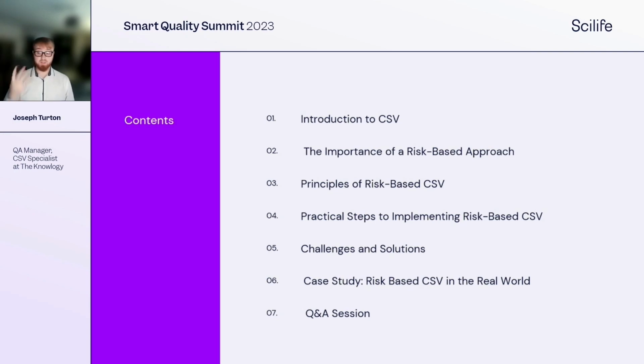To make all of this more tangible, we'll dive into real-world case studies, dissecting the challenges, the solutions, and the outcomes of organizations' journeys with risk-based CSV. Lastly, I'm eager to engage with you all during our Q&A session. It's an opportunity to seek clarification, share experiences, and delve deeper into any particular subject.